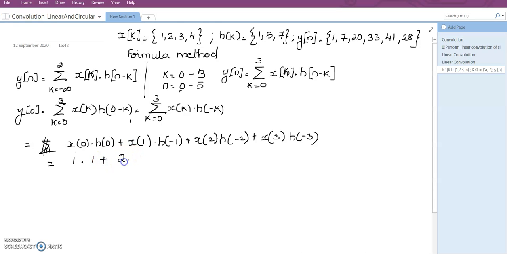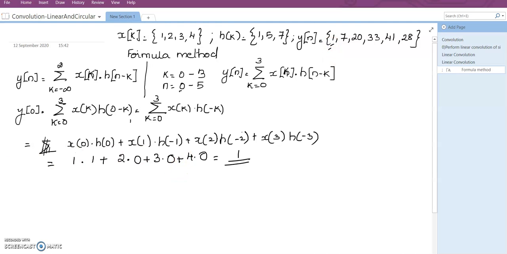X of 1 is 2, but h of minus 1 is not given over here. We have only h of 0, which is the starting point. So that can be treated as 0. X of 2 is 3, but again h of minus 2 is not available, so it will be 0. And then x of 3 will be 4, and hence h of minus 3 is also 0. And all in all, we get the output as 1, which is again the same output that we have over here.